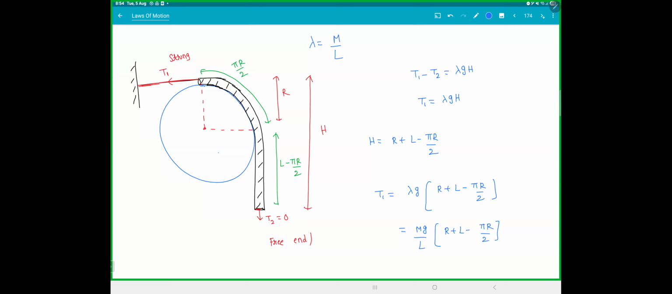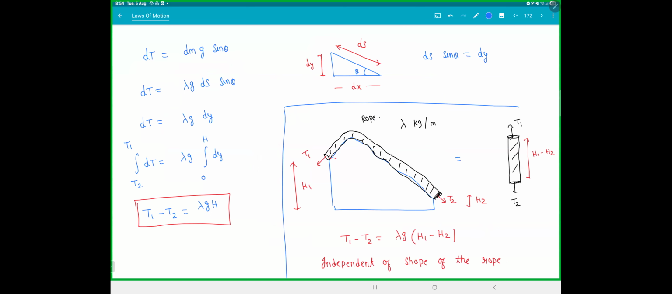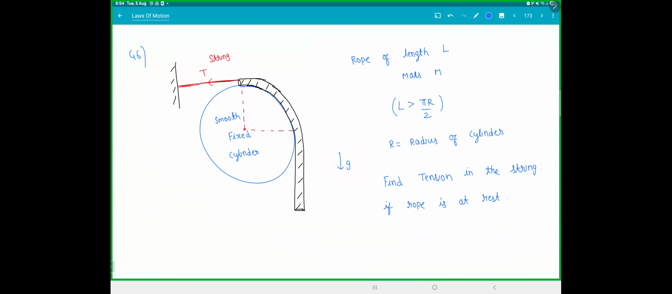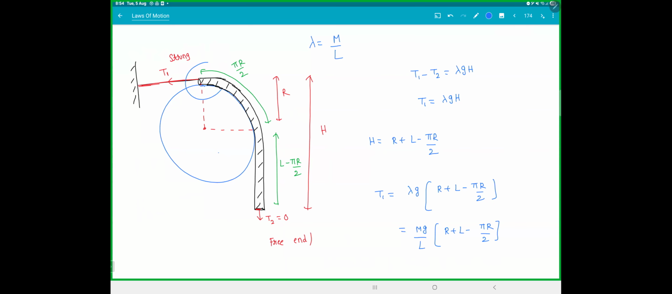You get it pretty fast if you actually use the formula, or else you have to integrate and figure it out. What was the formula? T1 minus T2 is lambda GH, where H is the difference in the height between the two ends. So what is the difference in height? This end is here and this end is here. So this is the total height. And like I said, it doesn't matter what is the shape of the rope.